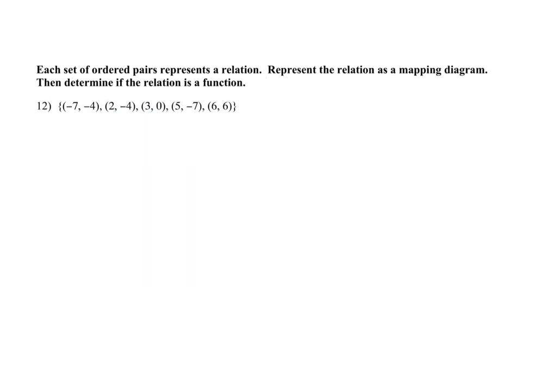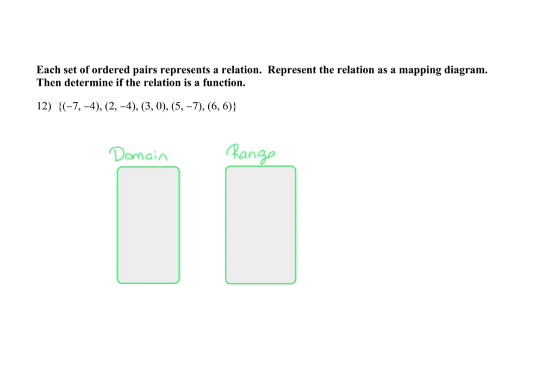Remember, for a mapping diagram, you're going to draw either a circle or a rectangle type figure. You're going to have one for your domain and one for your range. Make sure you label domain on the left and range on the right. Once again, you're going to list your x's in that domain, least to greatest going down. So if I look at these, I have -7, 2, 3, 5, and 6. Those happen to be in order, so I'm just going to list those down.